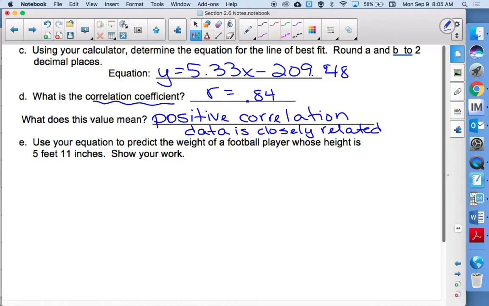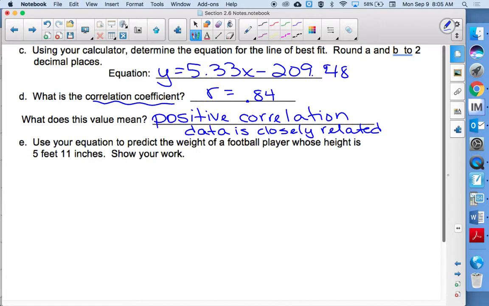So letter E is where we're actually going to do a little bit of math. We did everything with the calculator so far. Use your equation. We're using this equation that we have above, and I have it at the top of my screen, to predict the weight of a football player whose height is 5 feet 11 inches. How would you use the equation to predict the weight of a football player who is 5 feet 11 inches? So what do you think you'd have to do? Peter.